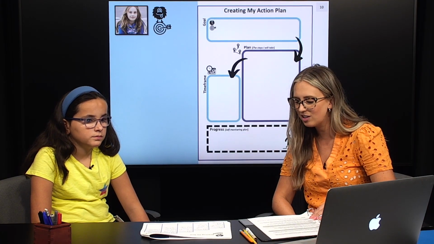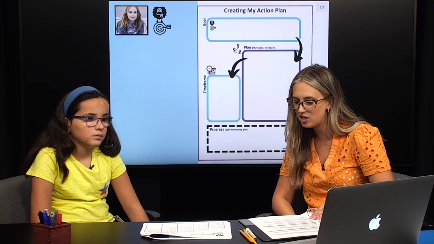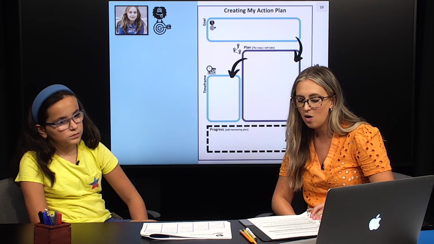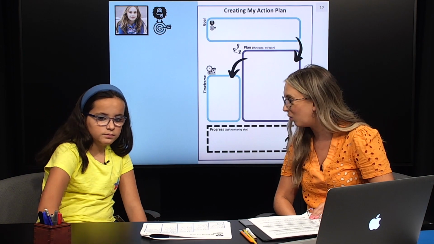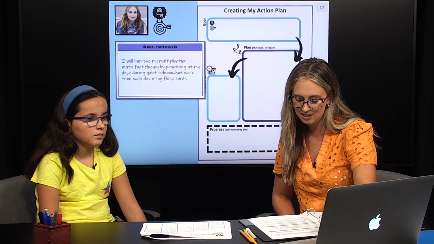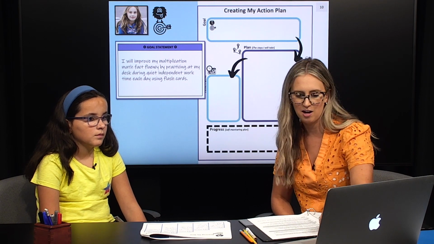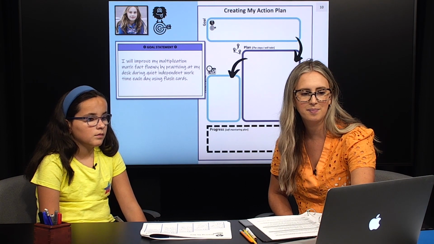First, Sky looked at her goal statement that she had written before. Remember, Sky's goal is to improve her multiplication math fact fluency by practicing at her desk during quiet independent work time each day using flashcards. She recorded this on the first section of her action plan.